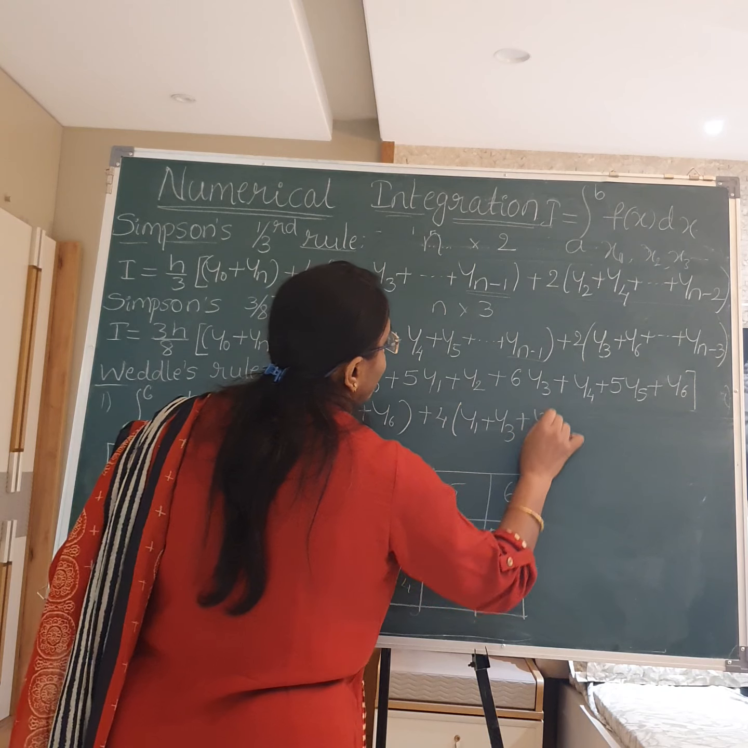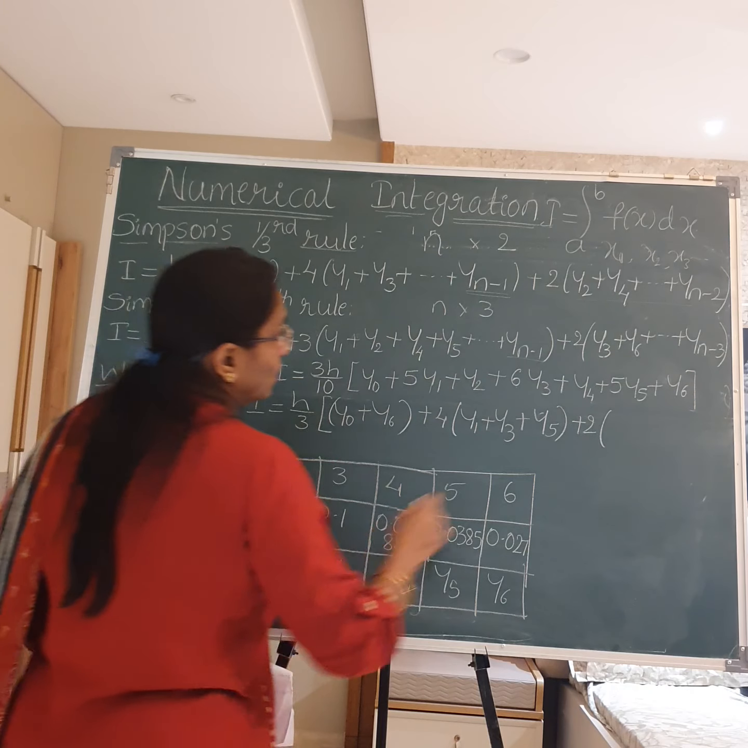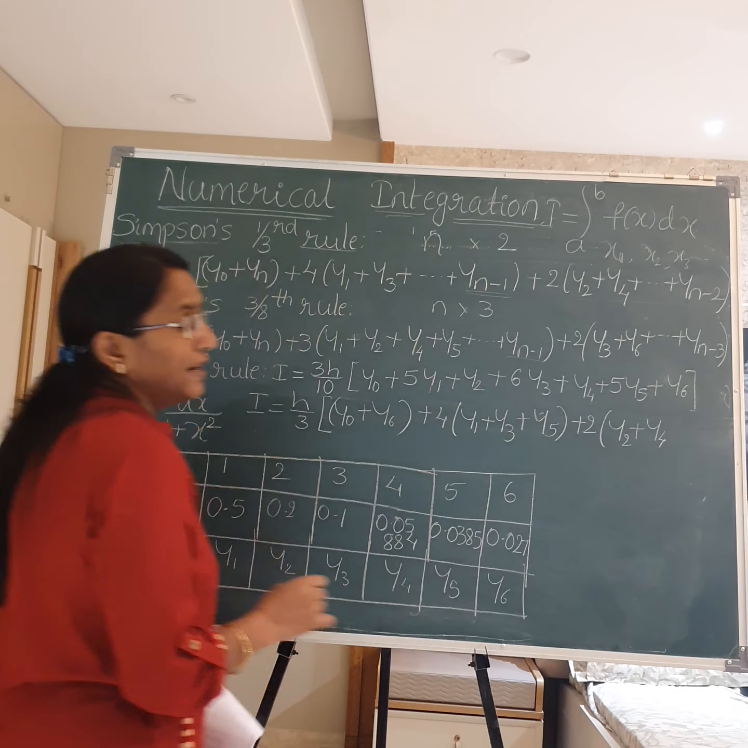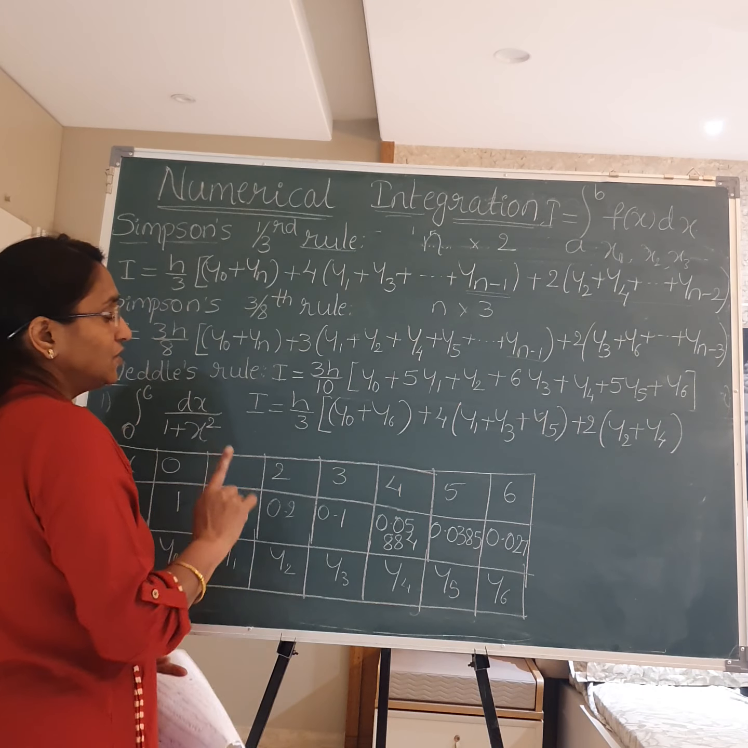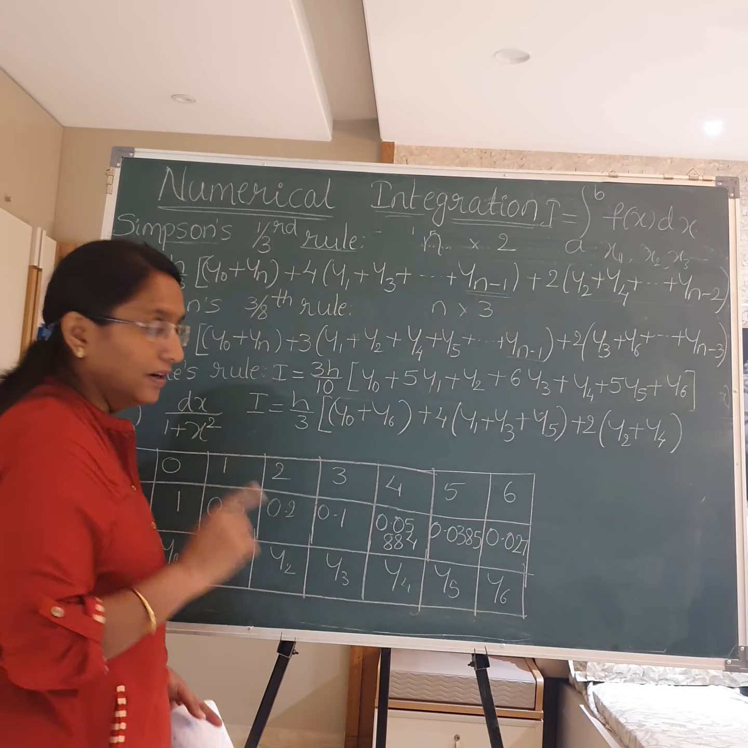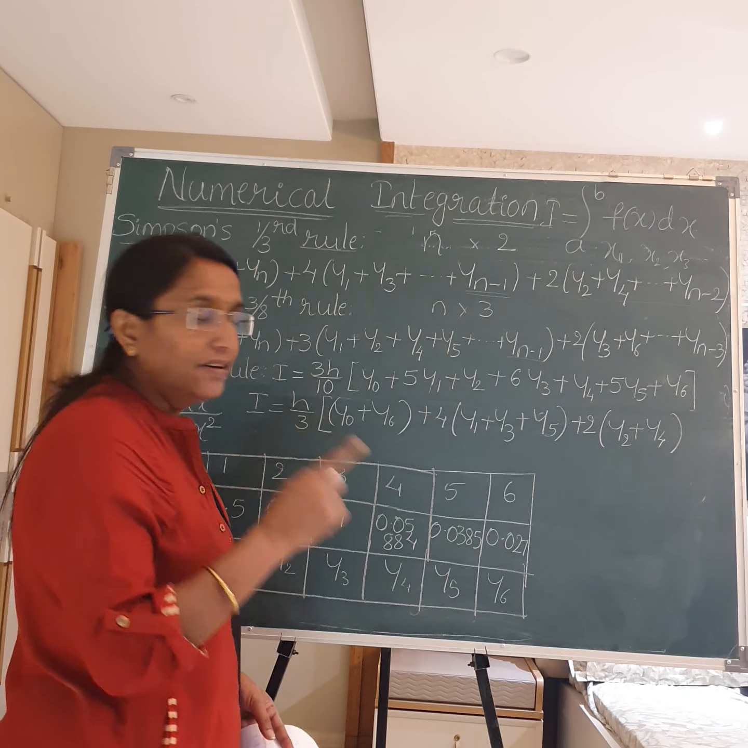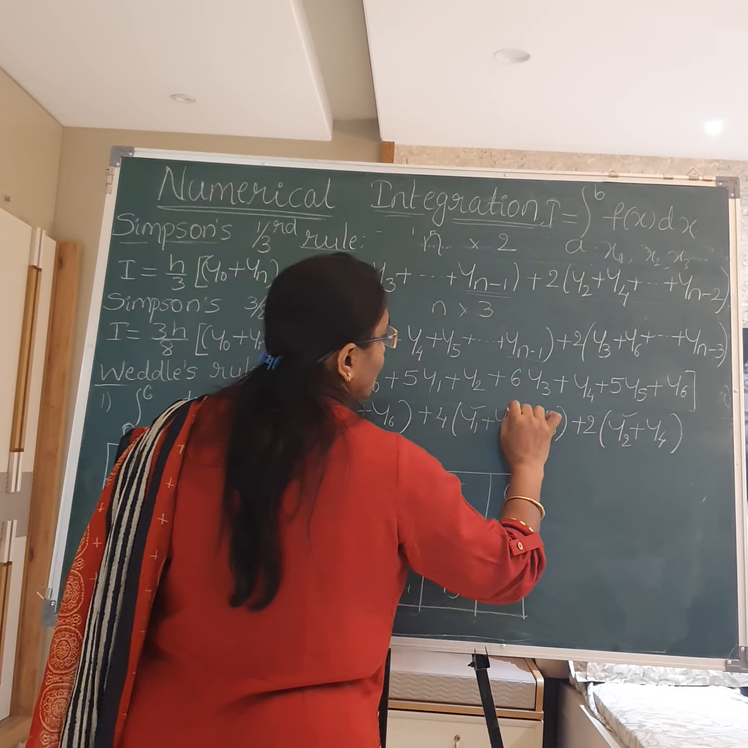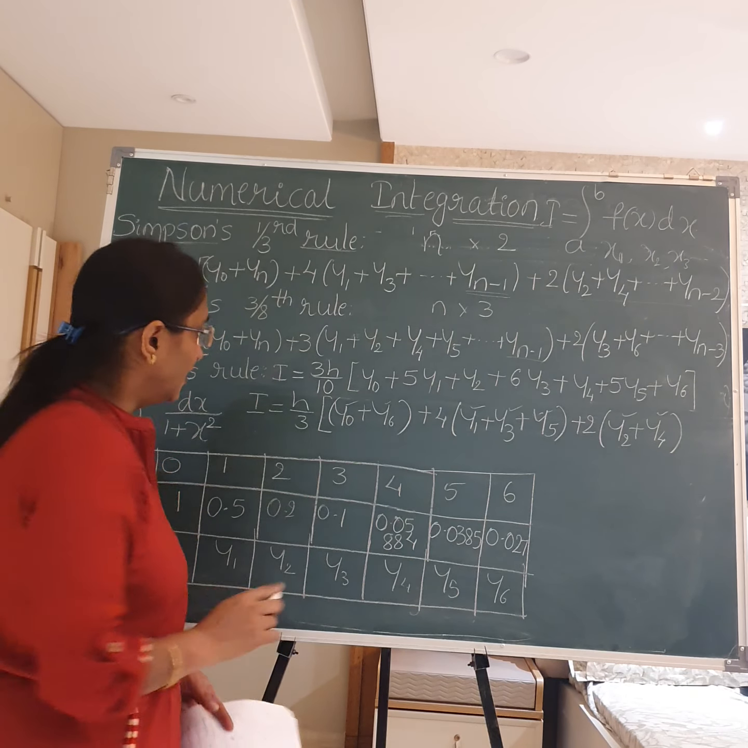Y1 plus Y3 plus Y5, plus 2 into multiples of 2: Y2 plus Y4. Last term is N minus 2, that is 6 minus 2, Y4. It's over. Then you check whether all Y0 to Y6 are there in the formula or not. That is important. And those terms should not be repeated and should not be omitted. In that way you have to check: Y0, Y1, Y2, Y3, Y4, Y5, Y6. Then your formula is definitely correct.